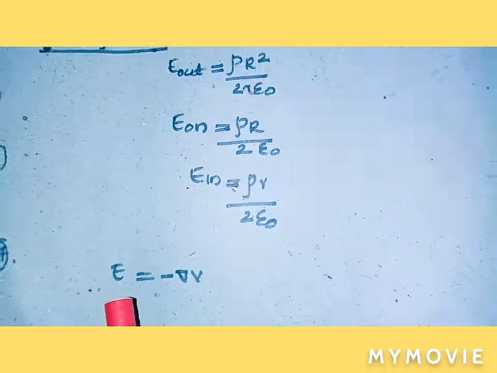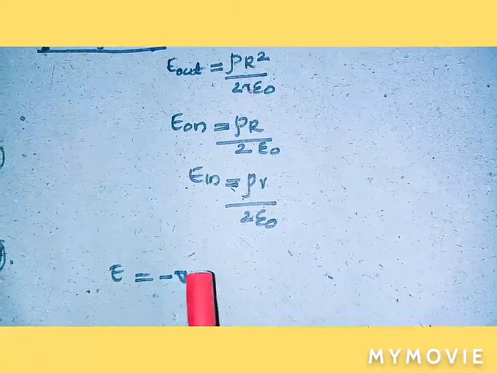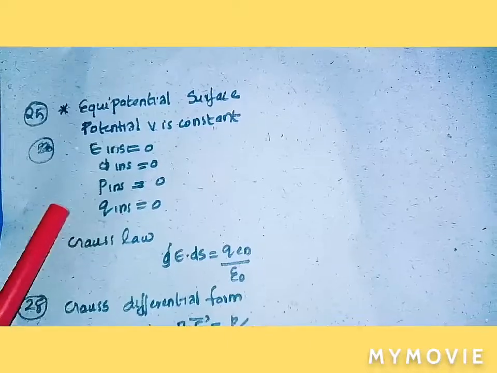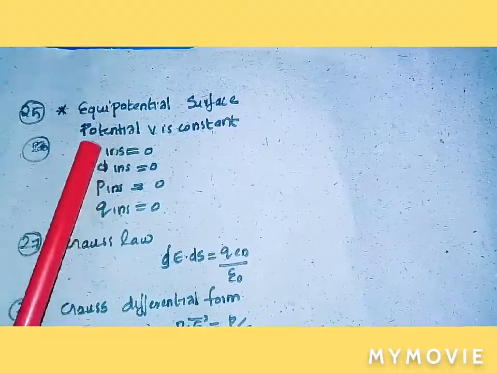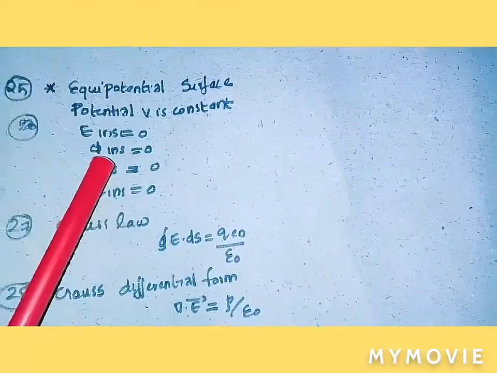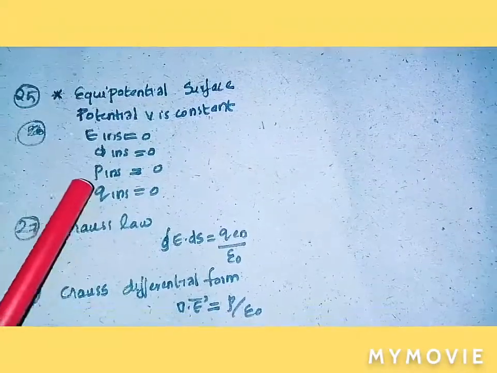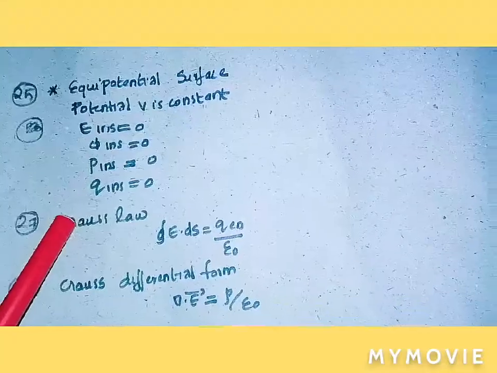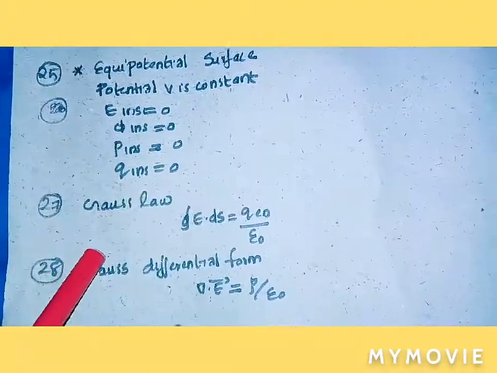We know that electric field is equal to minus del V, where V is potential. For an equipotential surface, potential V is constant. Electric field inside is equal to 0. Flux inside is equal to 0. Charge inside is equal to 0.